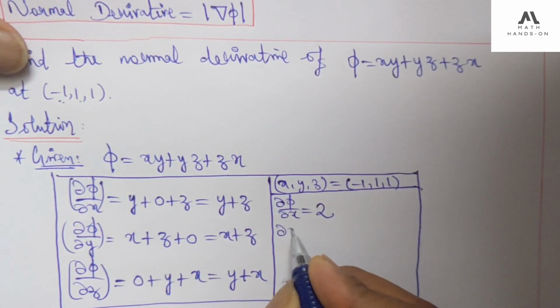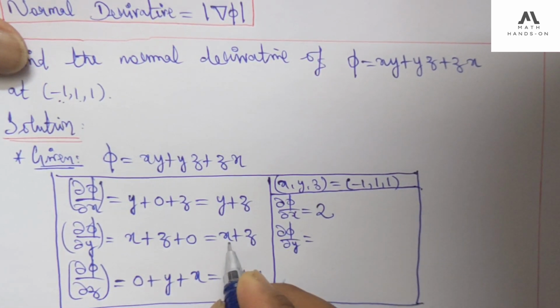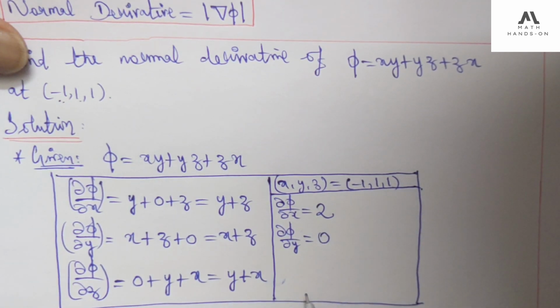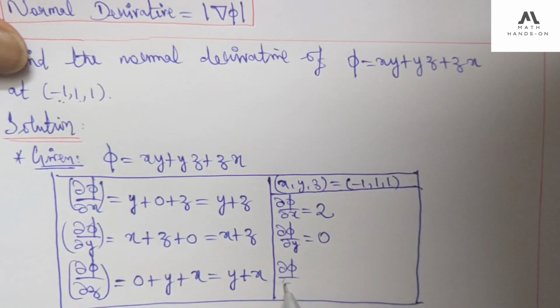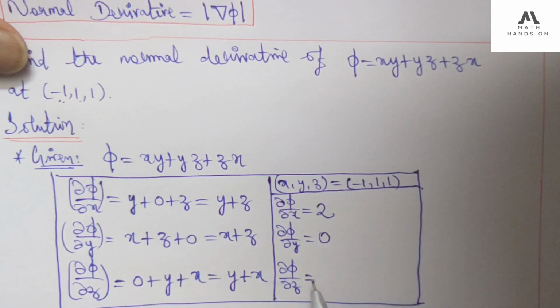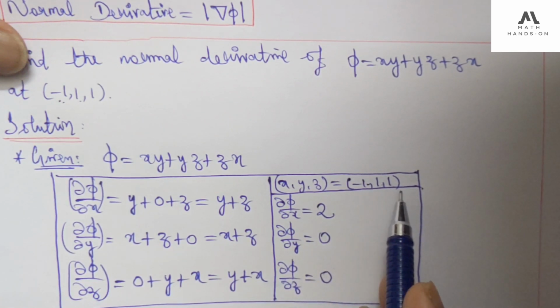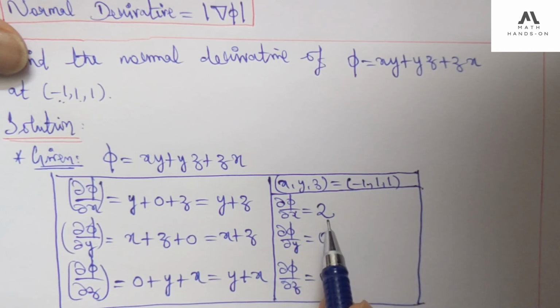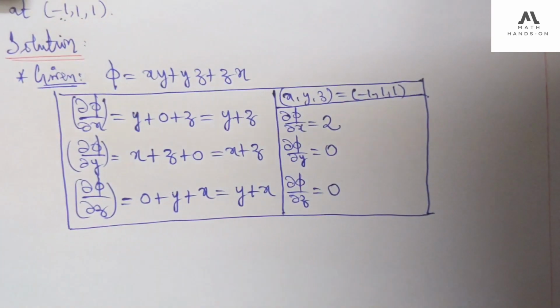Next, dou phi by dou y. Here x is equal to minus 1 and z equal to 1, which means it is 0. Next, dou phi by dou z. Here y equal to 1 and x equal to minus 1, so this also will be 0. So these three values are dou phi by dou x, dou phi by dou y, and dou phi by dou z at the point minus 1, 1, 1. Now we have three values, the derivatives at the point.